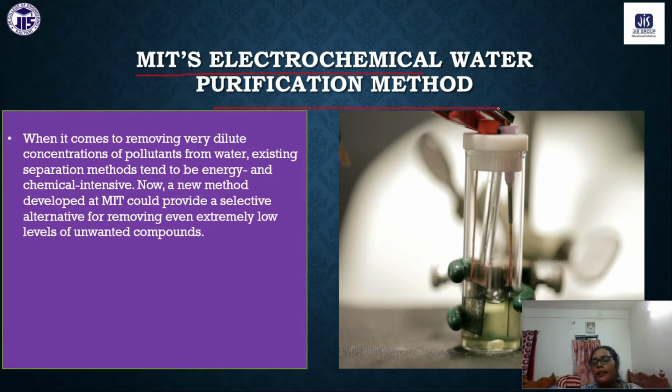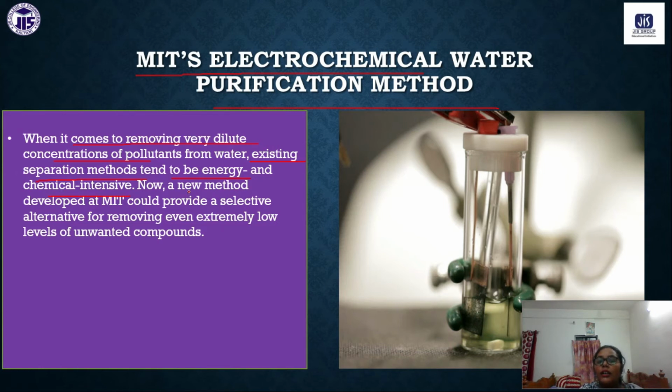Generally, this apparatus can remove very dilute concentrations. If there is a very minimal amount of waste material in our water, it can be removed by this MIT electrochemical water purification method. It is about removing very dilute concentrations of pollutants from water, where existing separation methods tend to be energy and chemical intensive.